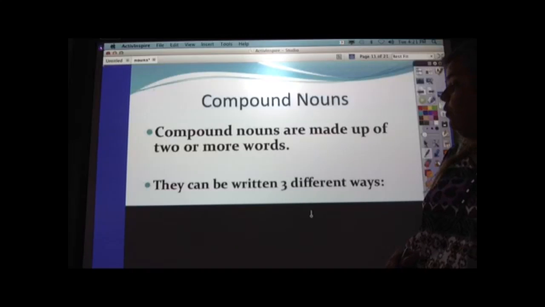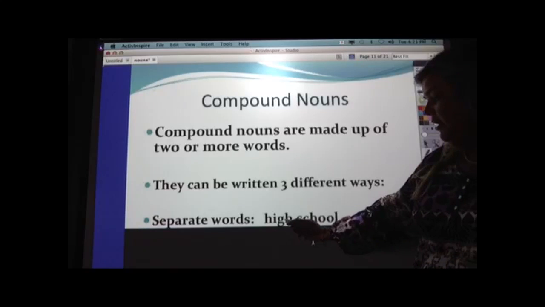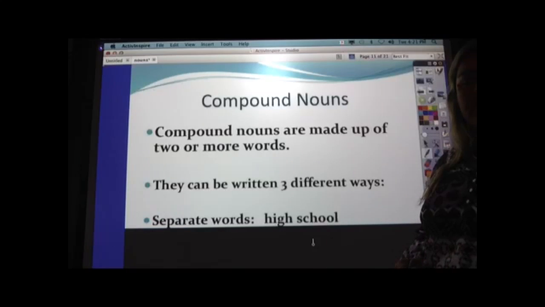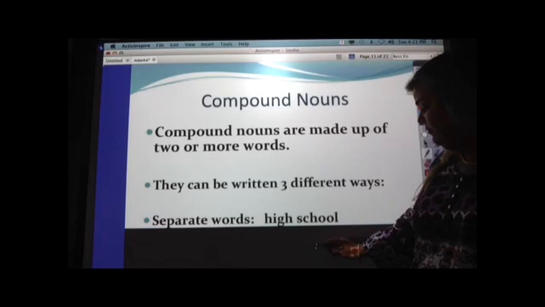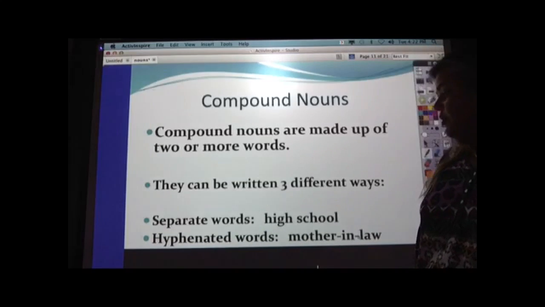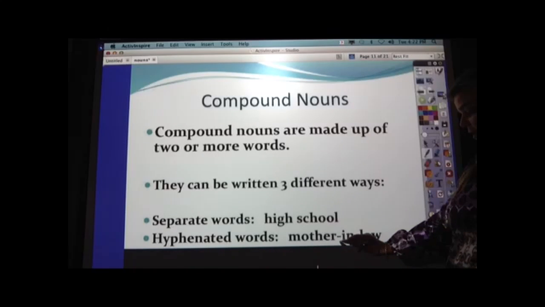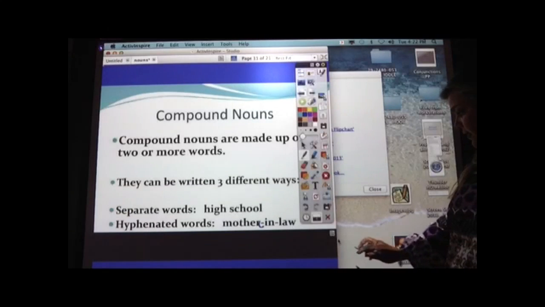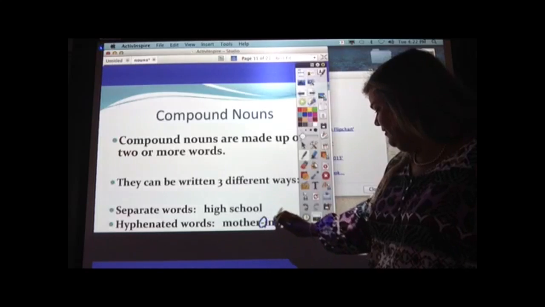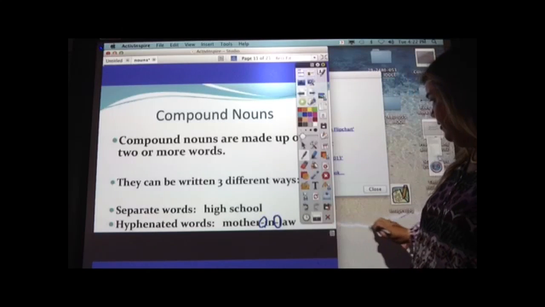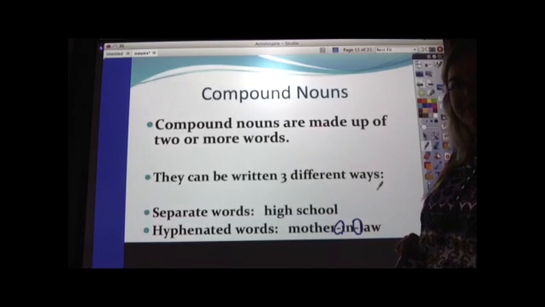Let's take a look. One of the ways that compound nouns can be written is separate words, such as high school. They are each a noun, and so when you put them together, you've got a compound noun. You can also hyphenate your compound noun, such as a mother-in-law. See, I've got these hyphens here in my word. Come on, back over. Full screen. There we go. Let's close that. I'm still learning.